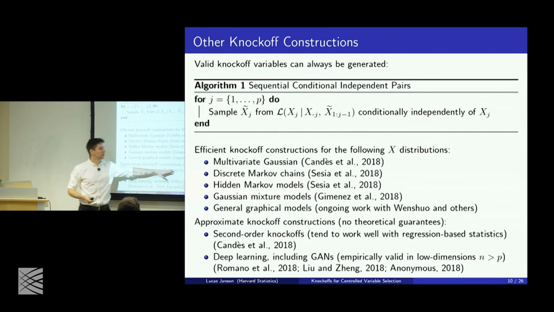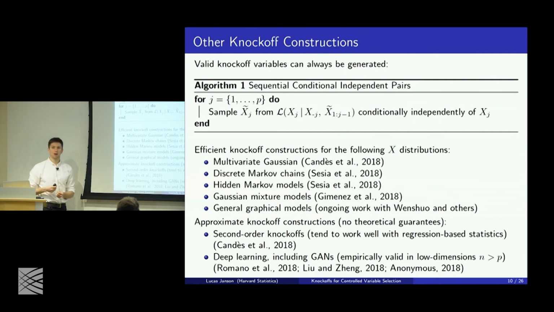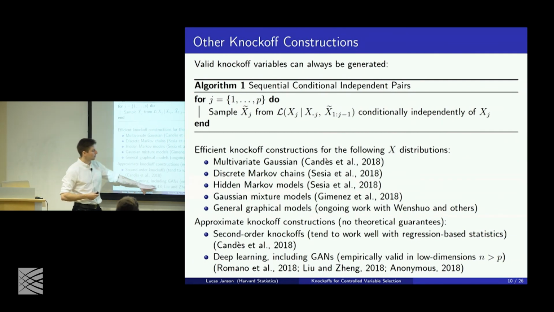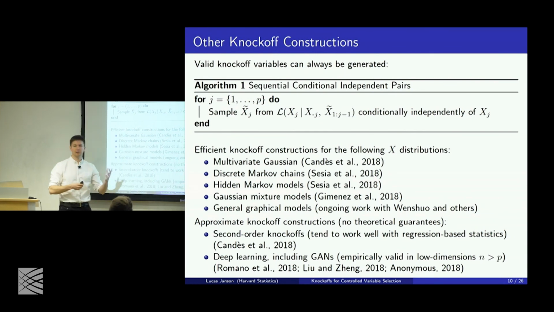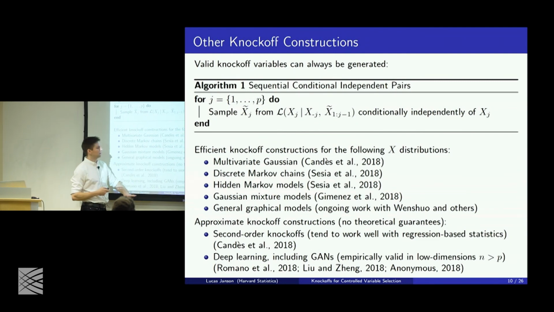Now, these don't come with theoretical guarantees, and that we can do like deep learning or GANs ideas. A whole bunch of people have happily applied those methods to generating knockoffs, and they seem to have some good empirical results, although you kind of need low dimensions because you need a lot of samples to sort of estimate the distribution of x. So it's not clear whether these are going to work in high dimensions.